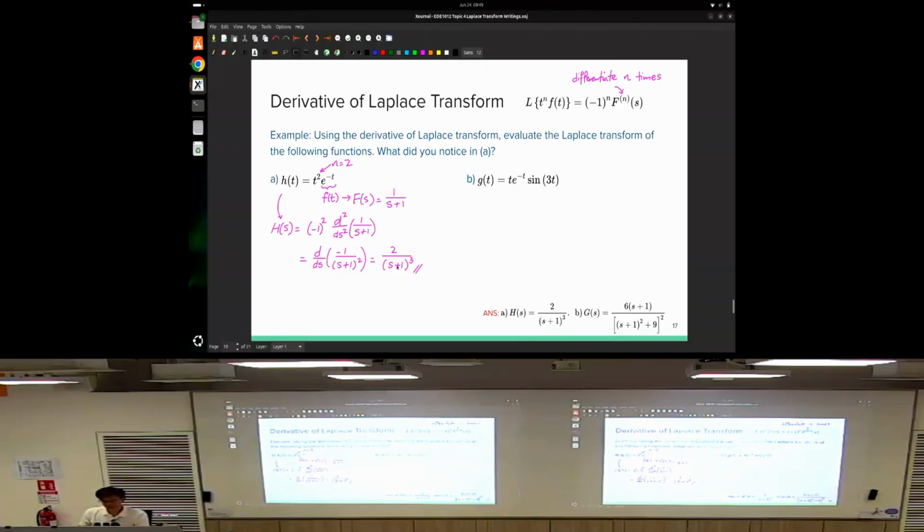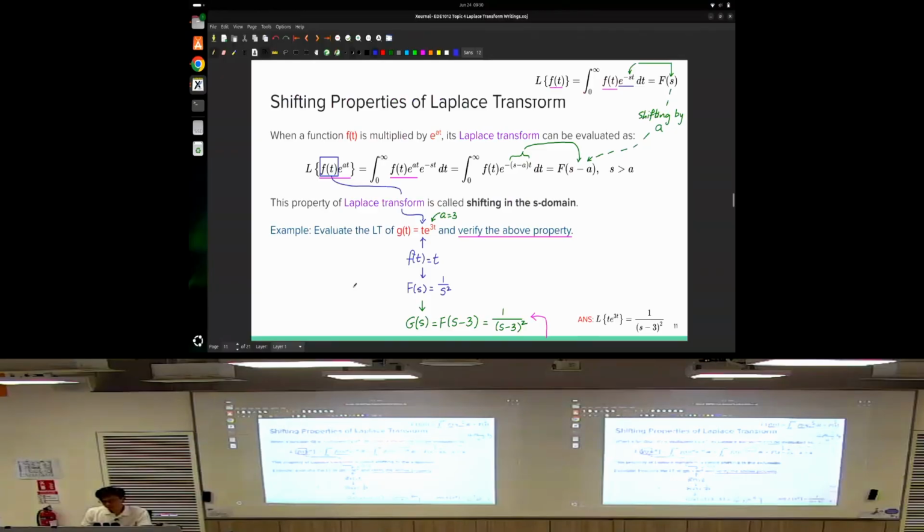And interestingly, if you look at this expression, can't you use s shifting also? Now this part is using the derivative property, but you can use s shifting also. So if using s shifting in the s domain, what is the shifting in the s domain? Okay, get the identity down. The Laplace transform of f of t times e to the at is F of s minus a.